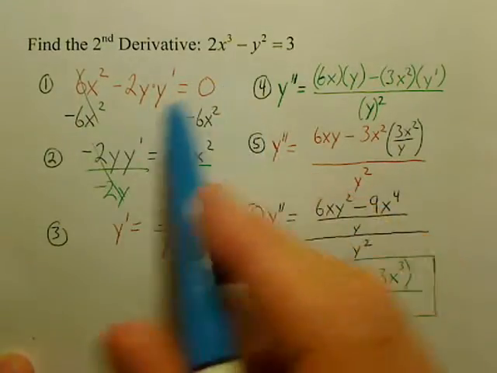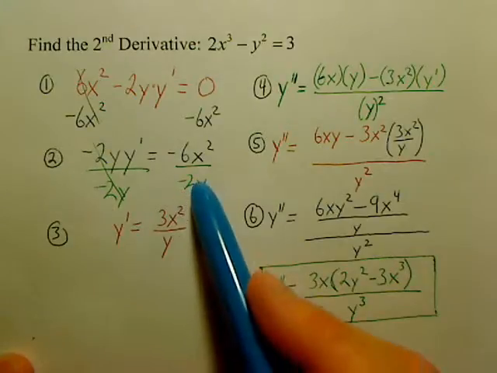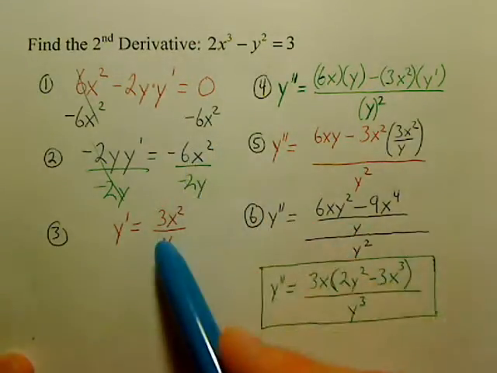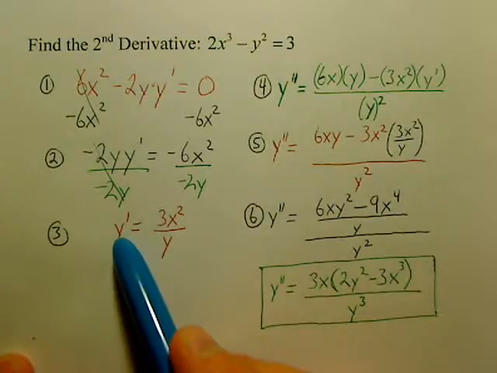So let's simplify this. I'm going to subtract the 6x squared over. I'm going to divide by negative 2y. And when I simplify this, I get 3x squared over y. That's my first derivative. Now we take the second derivative.